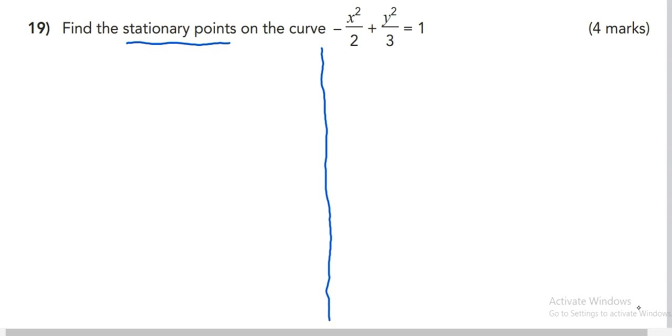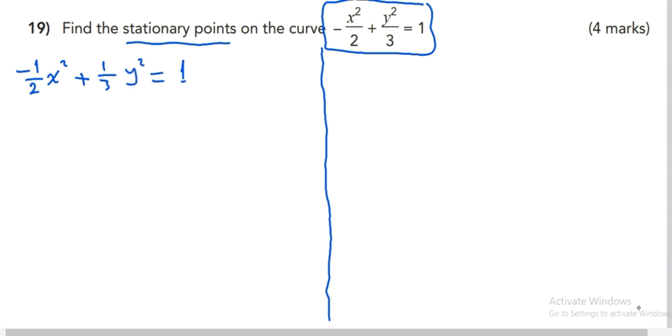Whatever the form of the expression, we'll differentiate according to its form using the rule. Here, as we can see, this expression or this function is an implicit function. So we'll differentiate first to find dy by dx. But first we can write it in this form, negative 1 over 2 x to the power of 2 plus 1 over 3 y to the power of 2 equals 1.